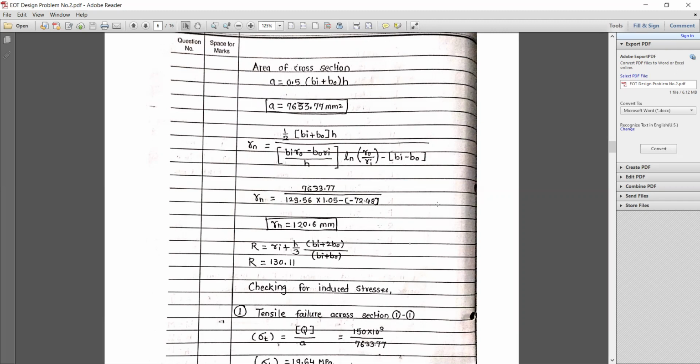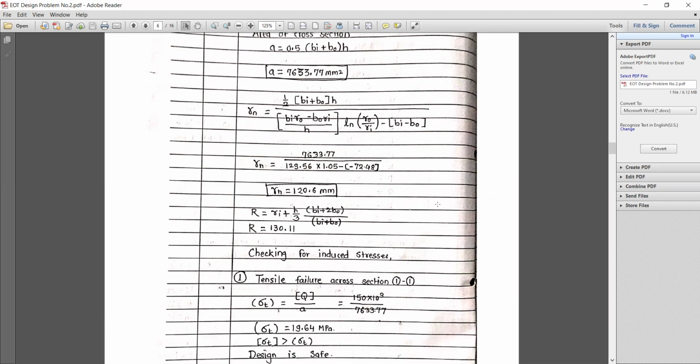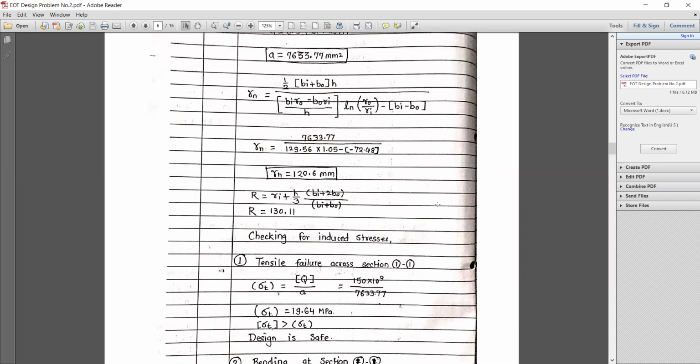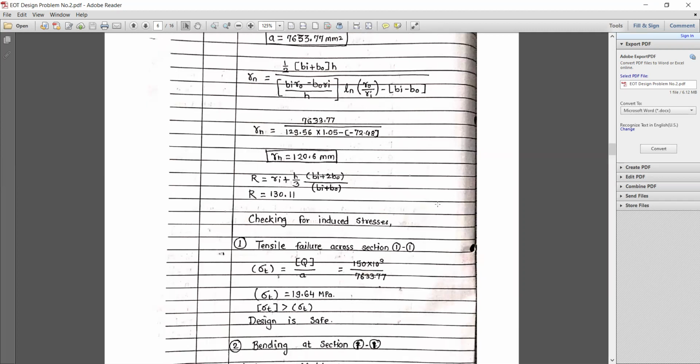7633.77 mm square. Rn is equal to 1 half (Bi plus Bo) into H, divided by (Bi Ro plus Bo Ri) divided by H, natural log of Ro by Ri, minus Bi minus Bo. So we have all the values now. Putting all the values, what we get, Rn is equal to 120.6 mm.